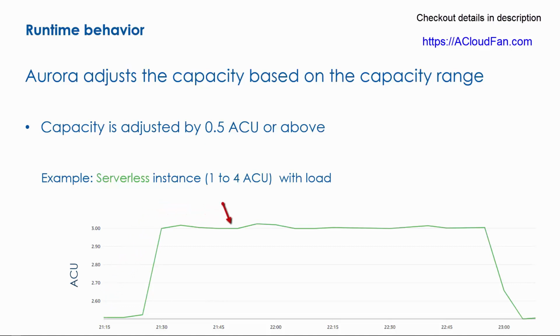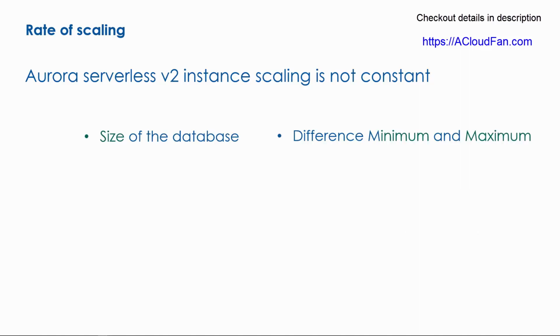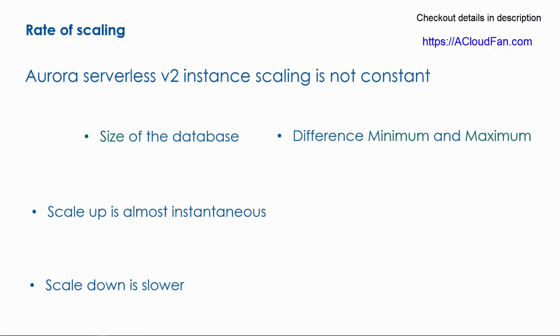While the load was running, capacity stayed around 3 ACUs, and once the load subsided, capacity reduced from 3 ACUs to 1 ACU. The database instance scaling rate is not constant, as it depends on the load on the instance, size of the database, and the difference between the minimum and the maximum specified in the cluster capacity range. Scaling up is almost instantaneous, whereas scaling down is slower.